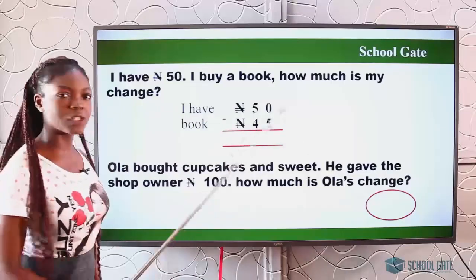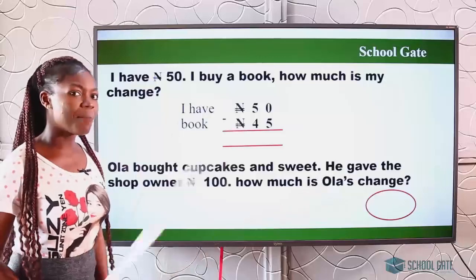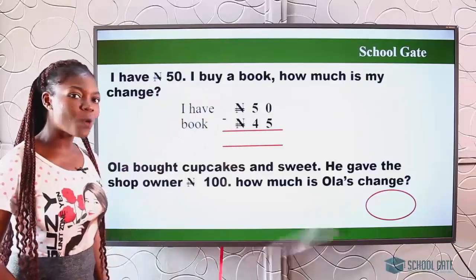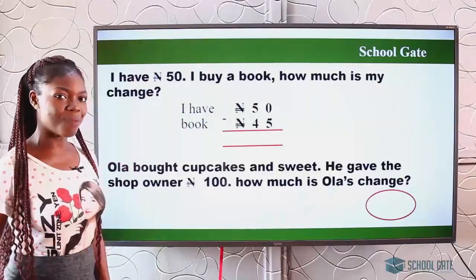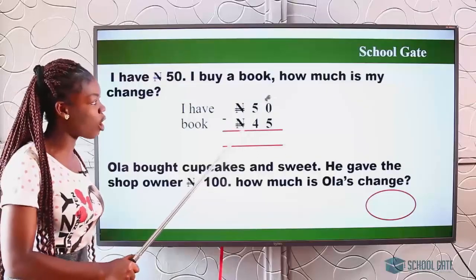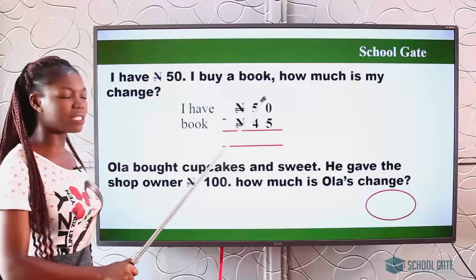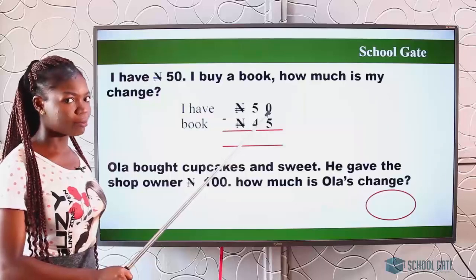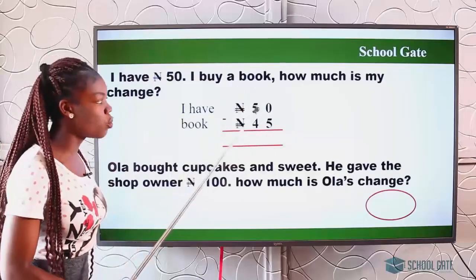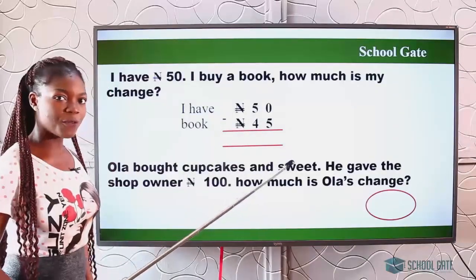0 minus 5, is it possible? No. Remember, you subtract the smaller number from a bigger number. That means a bigger number should come first, okay? And then 0 is a small number. There's nothing there. So what do we do? We borrow from 5. Are we following, kids?